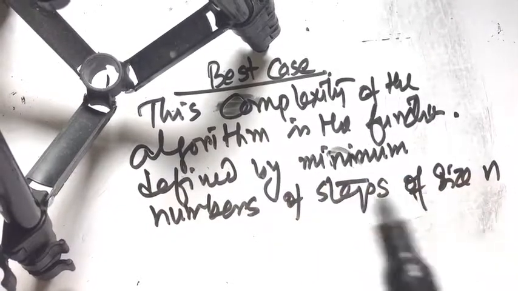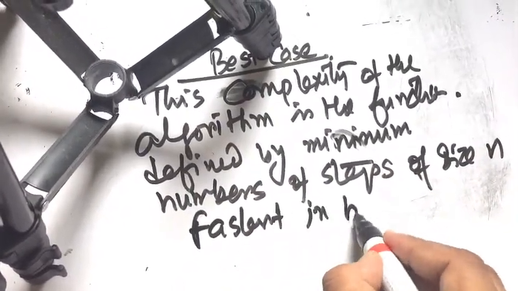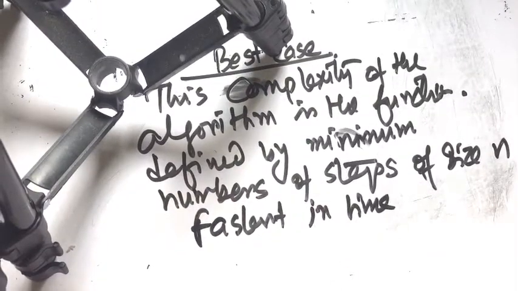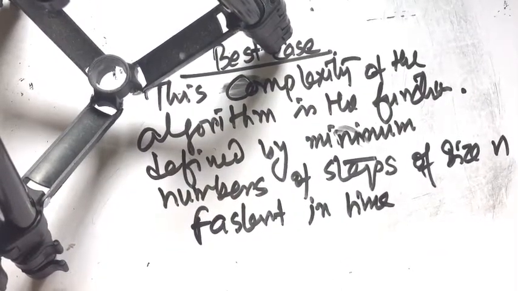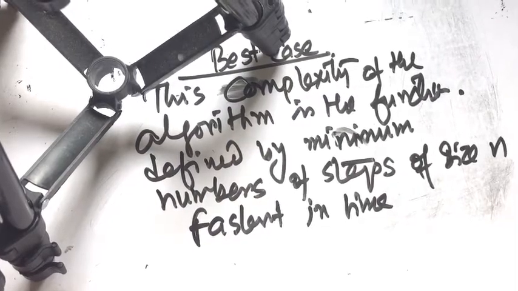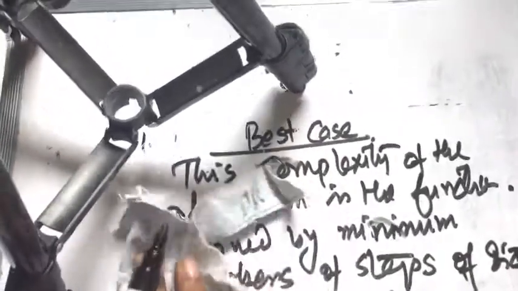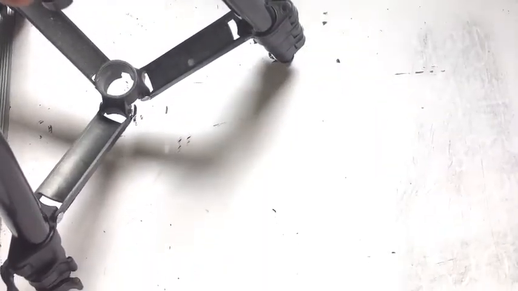That is the fastest in time. So what is the definition of best case complexity? Best case complexity is the complexity where the algorithm requires the minimum number of steps for the input size n, and it is fastest in time. So this is the best case.